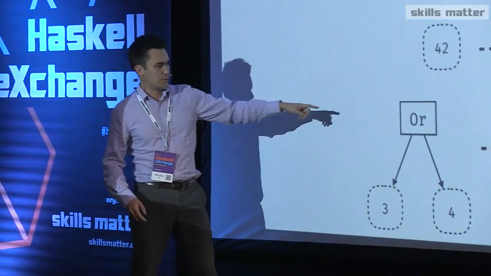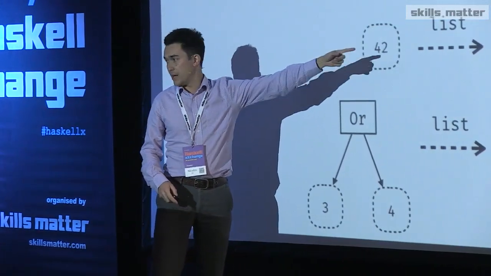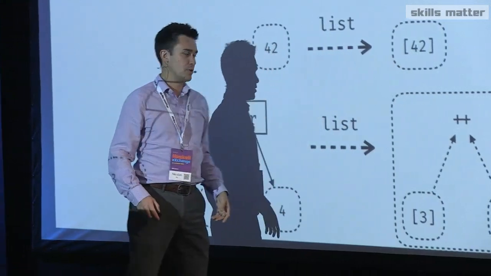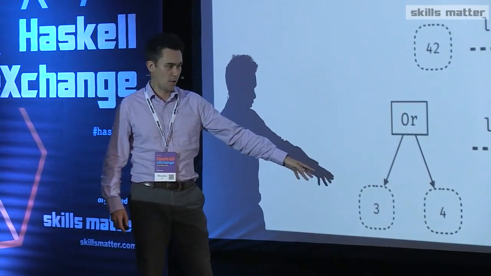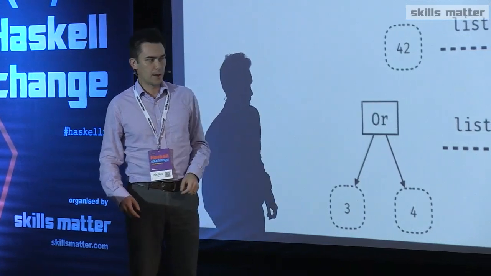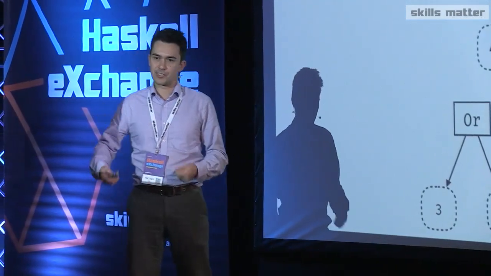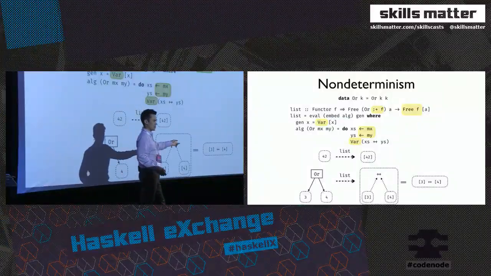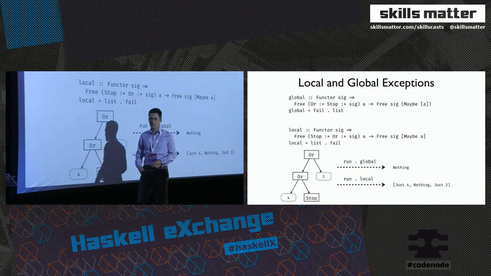So it looks something like this. If you've got a leaf containing 42, then you just make that be a leaf containing list of 42. If you have an OR with two syntax trees with 3 and 4 in the branches, then what the list function does now is it extracts the list from the left, it extracts the list from the right, it appends them together, and it makes you a new syntax tree, which is the appending of these two things together. So it does this. Okay.